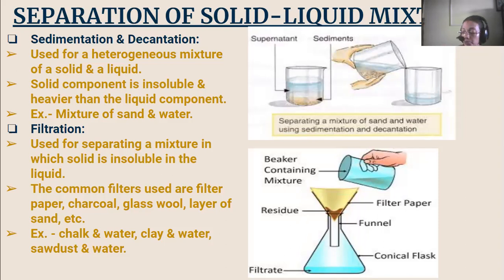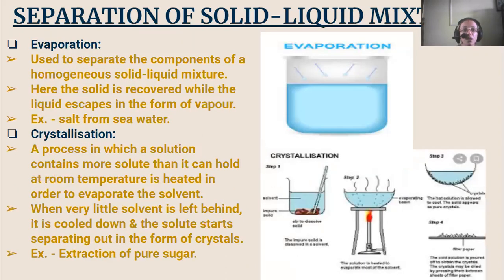Next we come to the evaporation process. Here the solid-liquid mixture is a homogeneous mixture, where the solid will completely dissolve in the liquid. By this process, we can extract the solid by evaporating the liquid in the form of vapor. For example, we can extract salt from seawater by this simple process of evaporation.